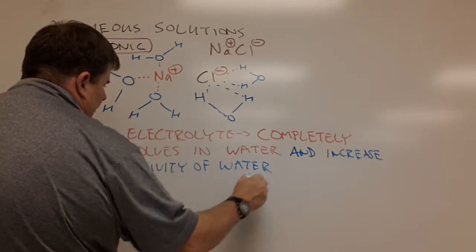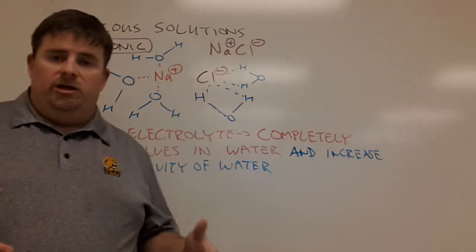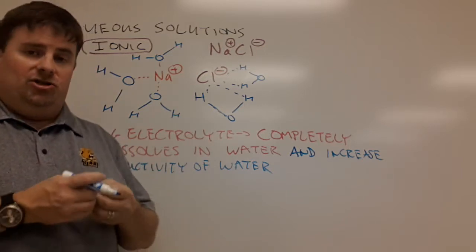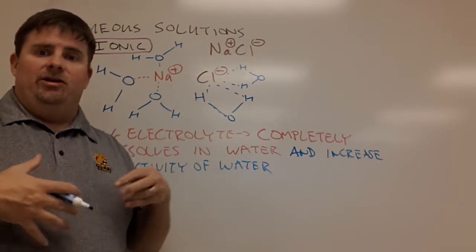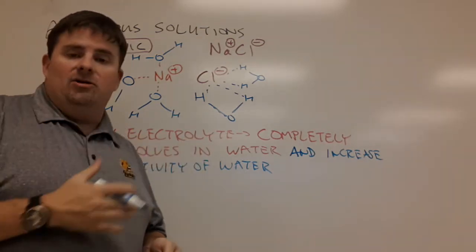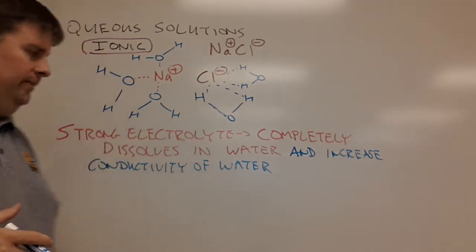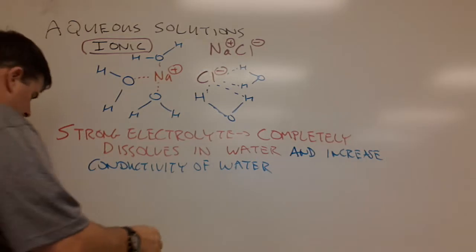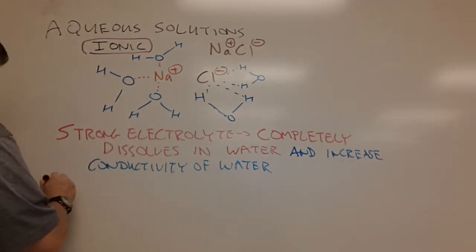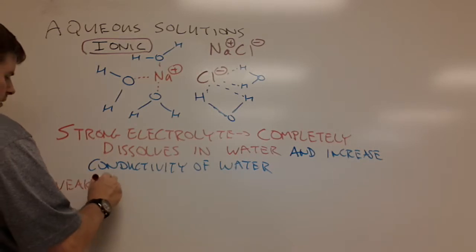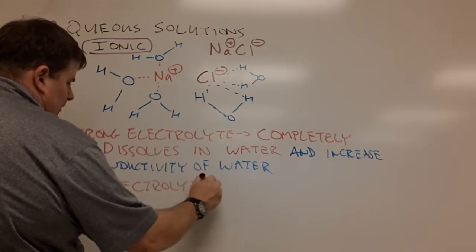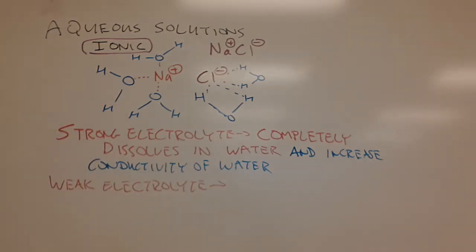If you think about salt water versus regular water, water itself is just floating around as H2O molecules. But once I put the salt inside of there, I now have a system that's got charged sodiums and charged chlorines, and they're adding to the overall ionic nature of the water. This allows electricity to flow through water a little bit easier. Okay, so this increases conductivity of water. Okay, if I have a weak electrolyte, you can probably guess where we're going with this, right? A weak electrolyte is not going to completely dissolve in water.